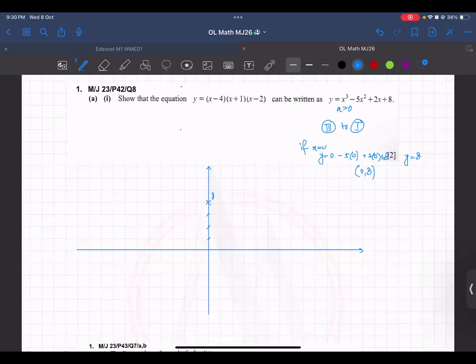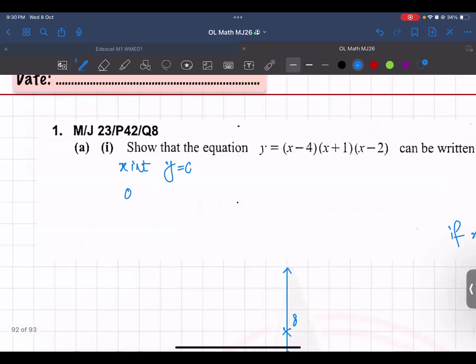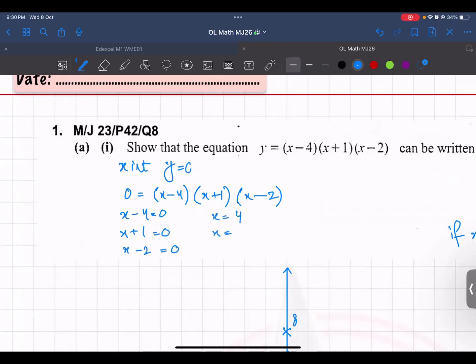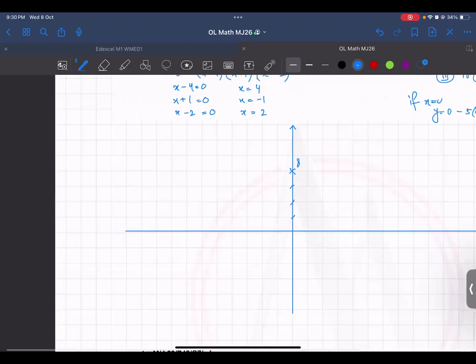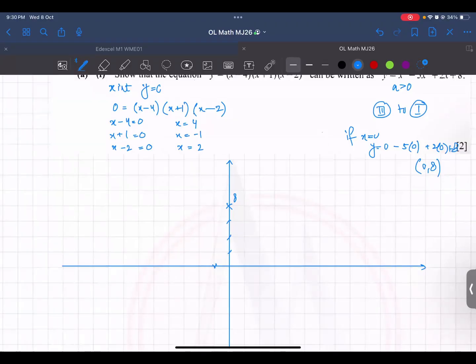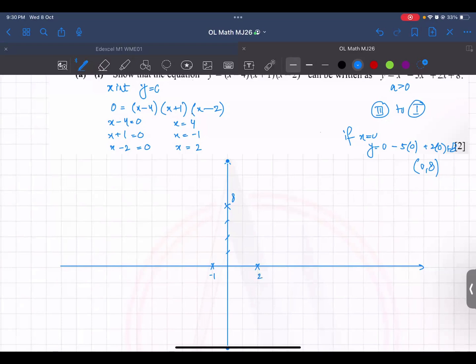Yes, sir. Okay. Now the x-intercepts. For the x-intercepts, your y is 0. So if you put in your y as 0, so 0 is equals to x minus 4, x plus 1, x minus 2. So x minus 4 is equals to 0, x plus 1 is equals to 0, and x minus 2 is equals to 0. And so your x is 4, x is minus 1, x is 2. Plot these. Minus 1 and 2 and 4. This is the fourth one.